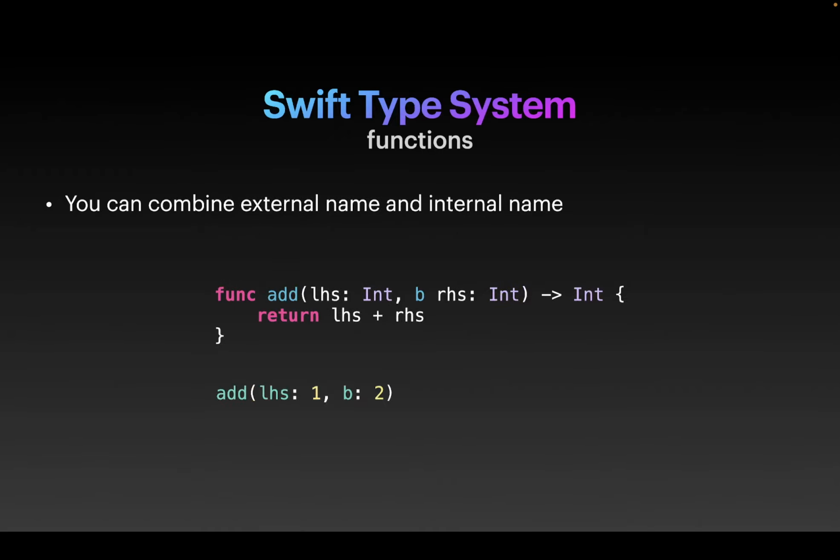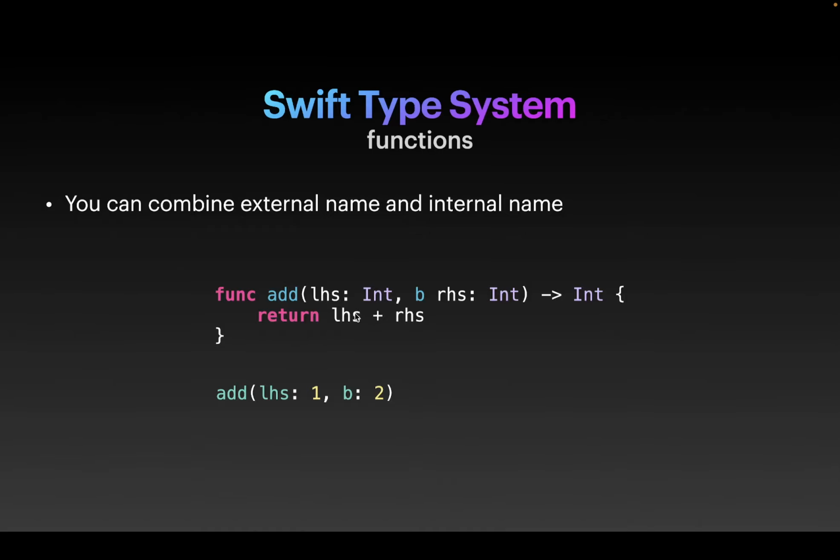You can also combine the external name and internal name into the same name, the same label. In this case, I just get rid of the separate external name. I just go by one name, which is LHS here, okay? And in this case, when I call the function, I use LHS as external name and internal name at the same time, okay?